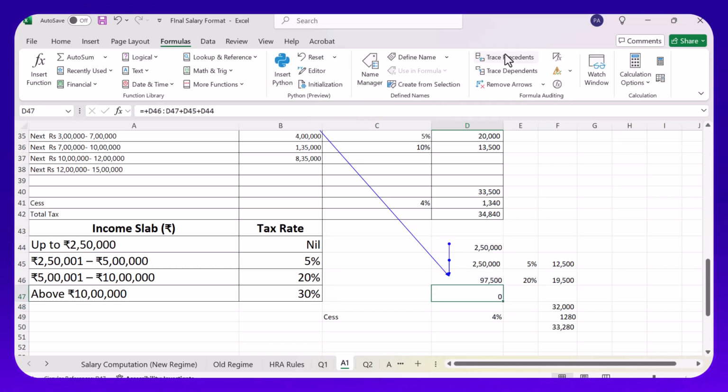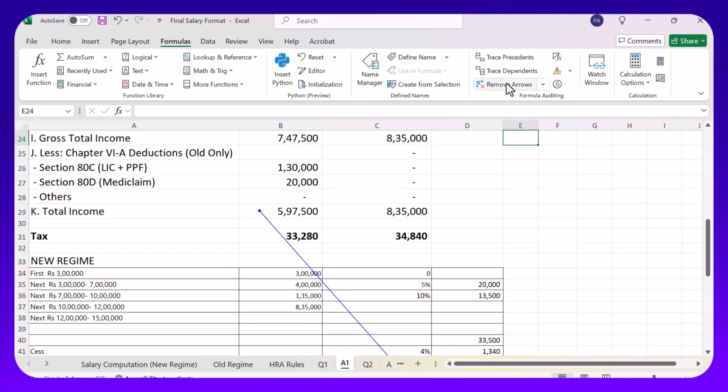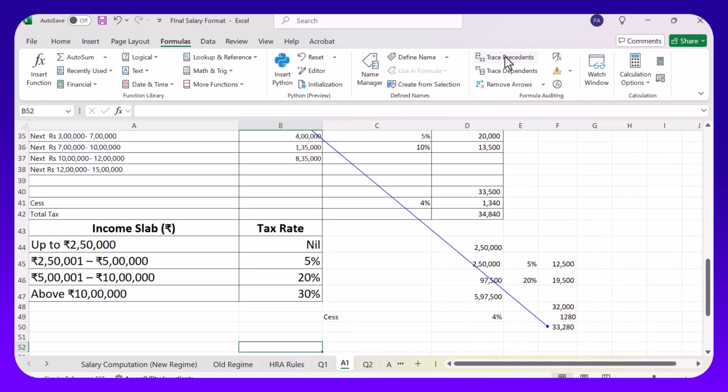I can make a calculation here also. So it comes to 5,97,000. How much is the tax? Altogether, 32,000 and 4% cess, so it is 33,280. And I have put this number here, 33,280. I'm just removing this formula here, and then I'm going to show how it has been calculated. Okay. Fine. Is that okay?